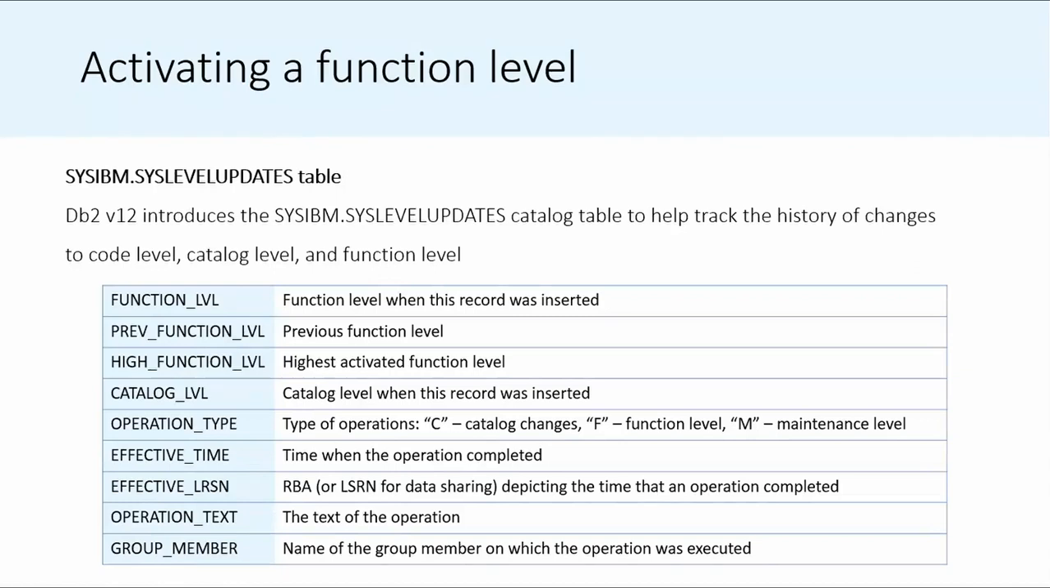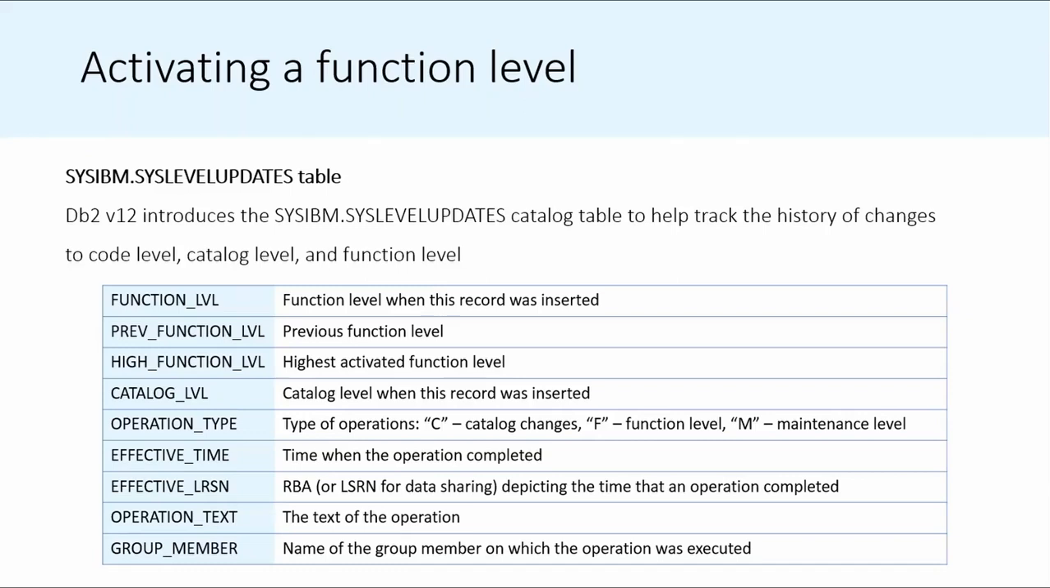Okay, so activating a function level. I mentioned this on an earlier slide, the SYSIBM.SYSLEVELUPDATES table. This is a table in the catalog that was introduced with Db2 version 12. And this helps keep track of the history of changes to each of these levels that we have been talking about in this presentation: code levels, catalog levels, and function levels.